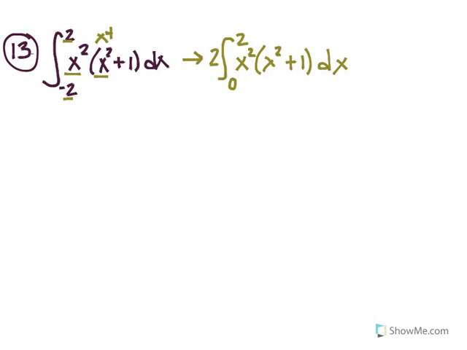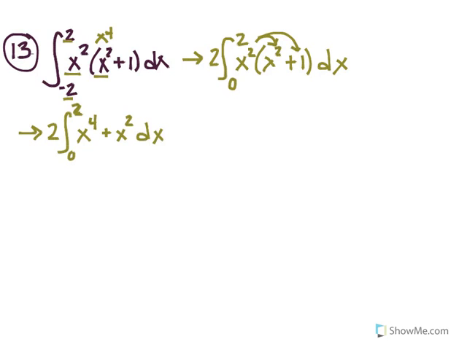We do not need to do any kind of fancy substitution for this problem. I'm just going to distribute these and carry on. So I'm going to do 2 times the definite integral from 0 to 2, and then x squared times x squared is x to the 4th, x squared times 1 is just x squared, and then dx.